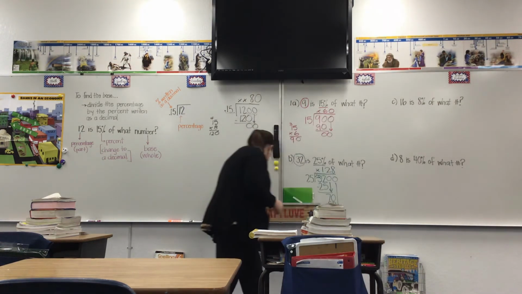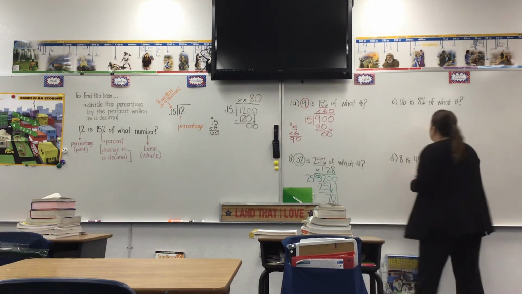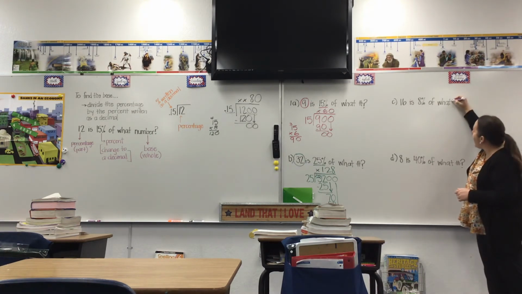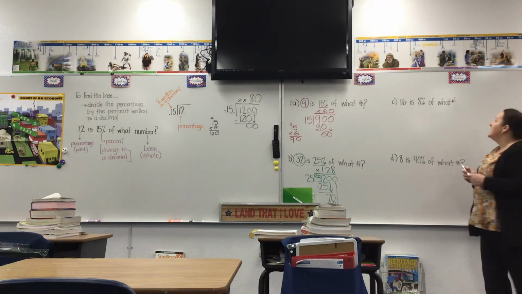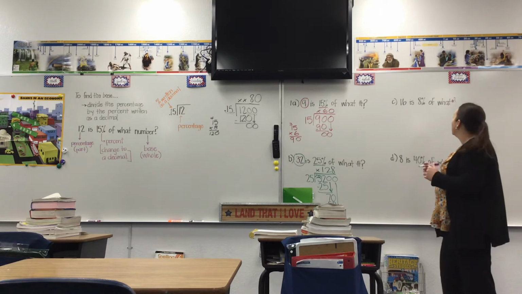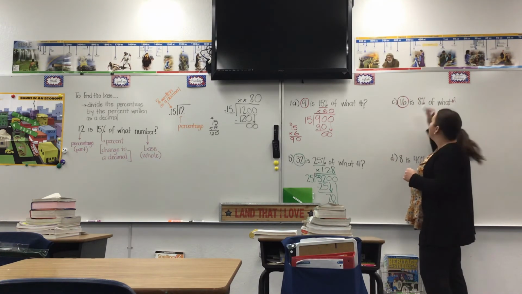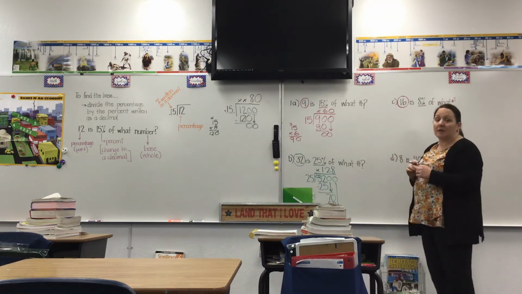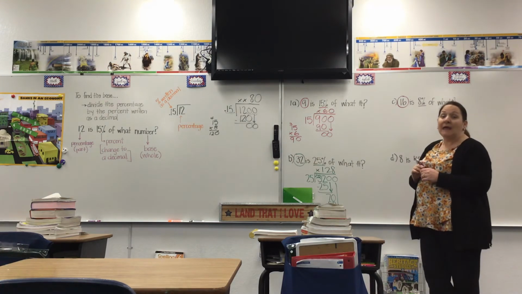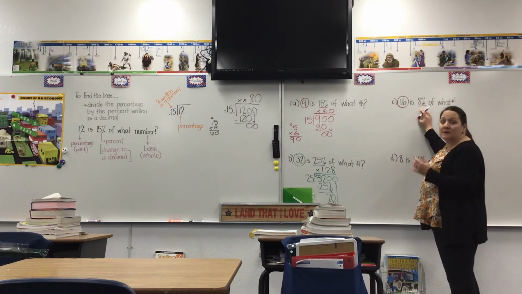Let me get a darker color so you can see. So let's look at C, and I know you can't see this here, but this says what number? Hopefully you can see that. So I have 16 is 8% of what number? Well, 16 is my percentage, my part. 8 is my percent. Now be careful with 8. We're not going to divide by 0.8. 8% written as a decimal is 0.08.